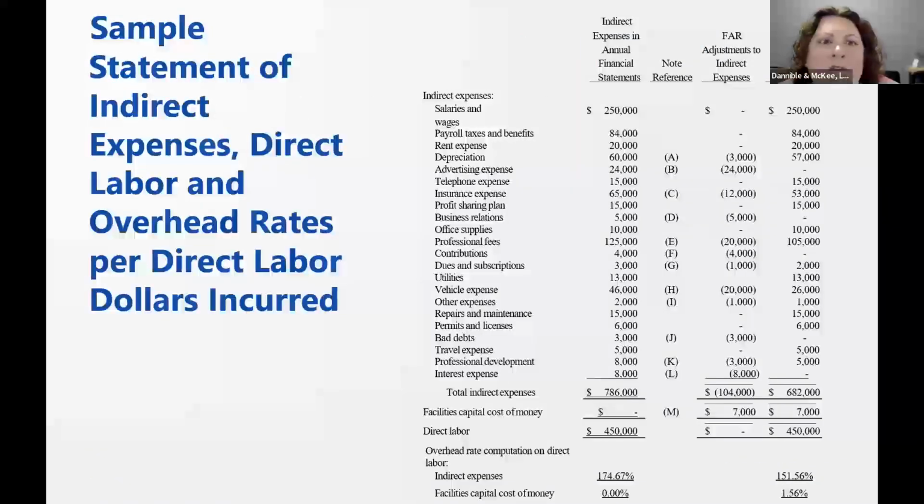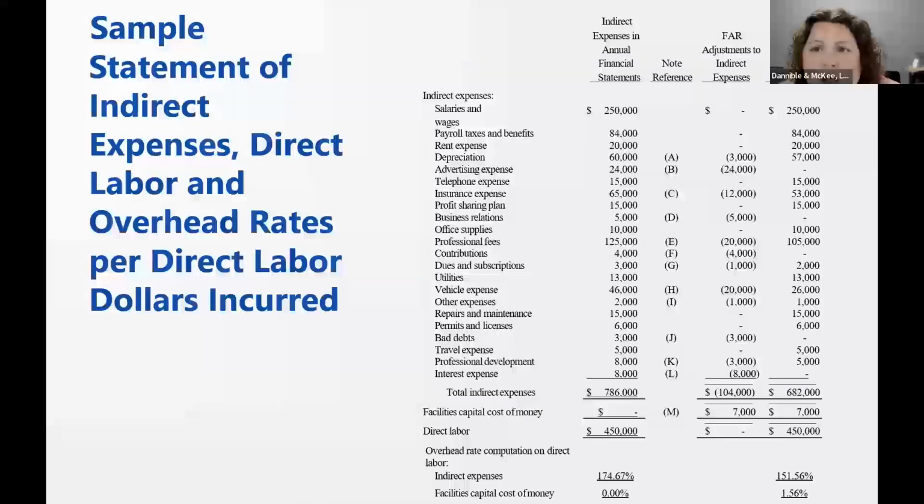So we've talked about this FAR overhead rate, and what does that look like? When we come through and do an audit of your statement of indirect expenses, direct labor, and overhead rates per direct labor dollar incurred, this is what the statement's going to look like. Remember how we broke out all those indirect expenses? That's all that's going to show on here. You're not going to have revenue. You're not going to have direct reimbursables. That's not going to be on this statement. It's going to be your indirect expenses and your direct labor, and that's what you're going to use to calculate your overhead rate.